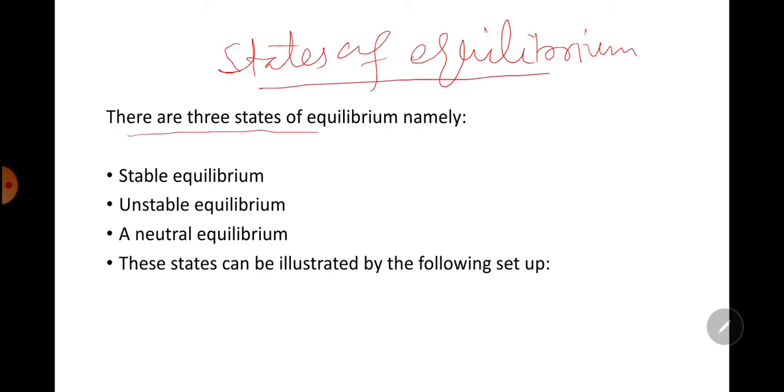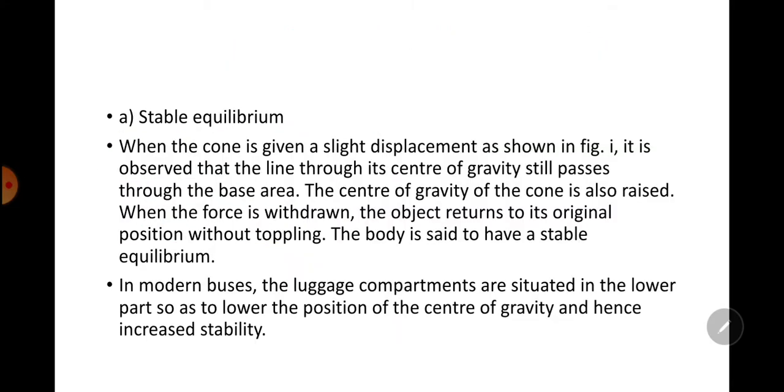So there are three states of equilibrium: stable state, unstable state, neutral state. These states can be illustrated in the following setup as shown in the diagram. First, stable state.